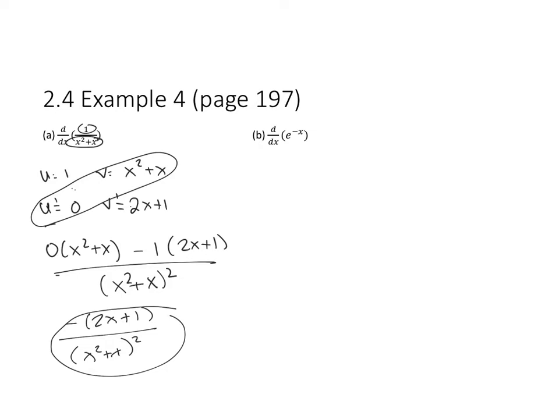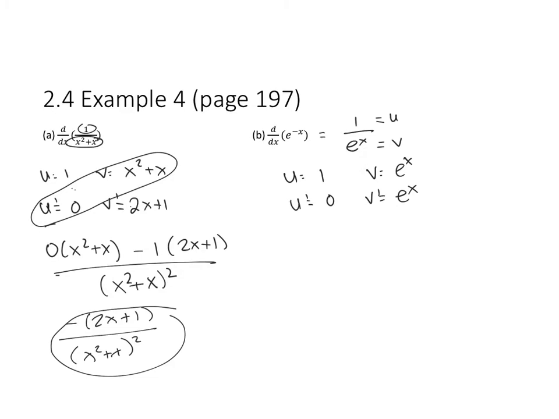And for this one, I'm going to rewrite it. E to the negative x is 1 over e to the x. So my u is my numerator and my v is my denominator. So my u is 1 and my v is e to the x. U prime is 0 and v prime is e to the x. Remember, e to the x is the only function where the derivative is itself.